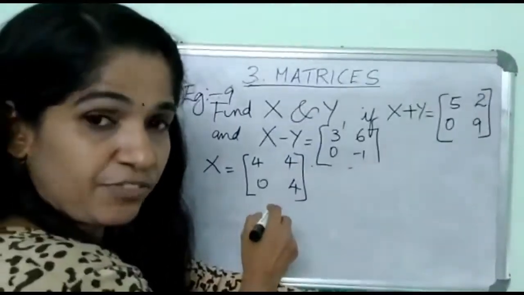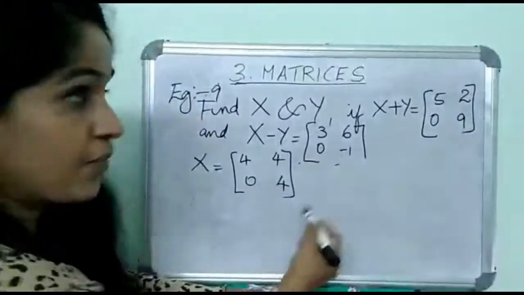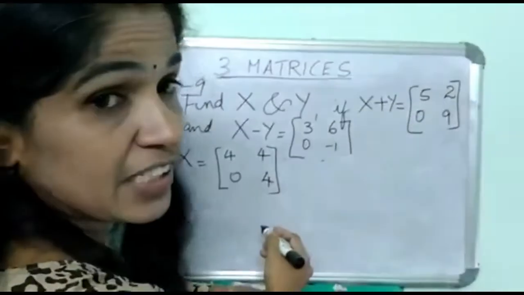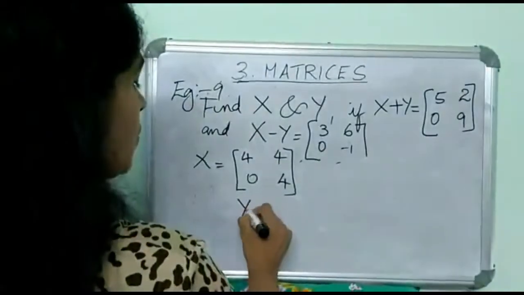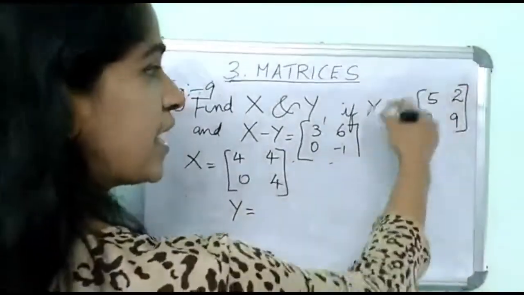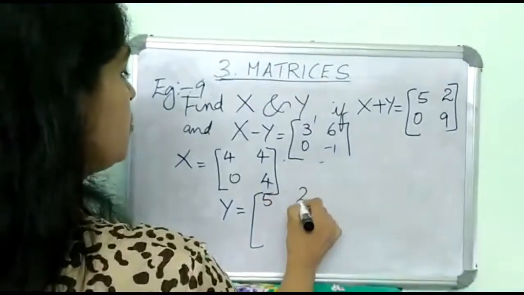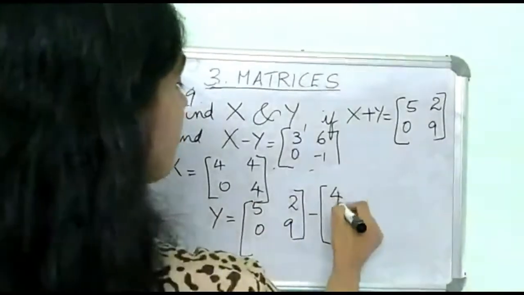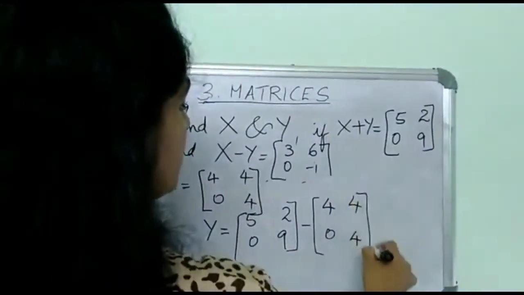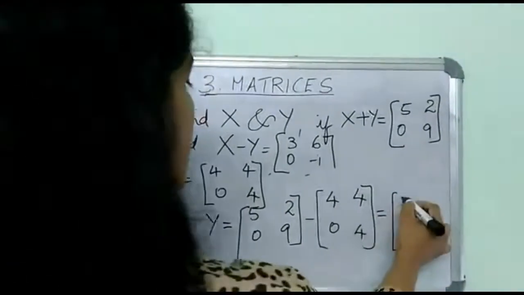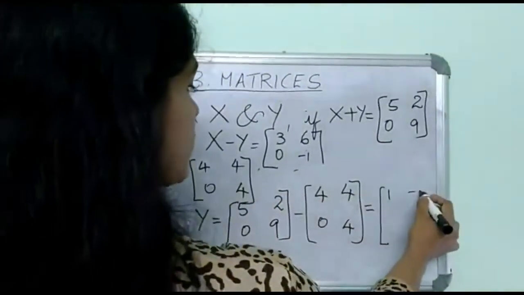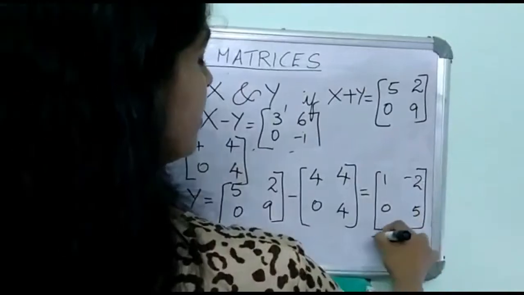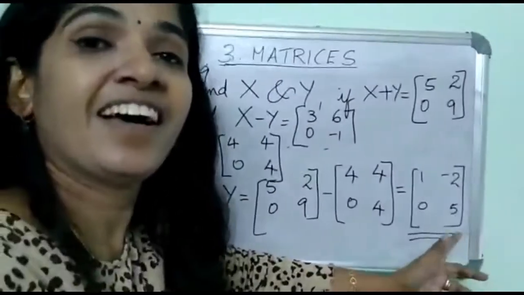Now our task is to find Y. How will you find Y? You've got two things here. You can use any one among those. X plus Y is [5, 2; 0, 9]. So what is Y? Y is this matrix minus X. 5, 2, 0, 9 minus X. What is that X? We have already found it: 4, 4, 0, 4. Just subtract it. You are getting it. 5 minus 4, 1. 2 minus 4, negative 2. 0 minus 0, 0. 9 minus 4, 5. Now that we have got it, it's very easy.